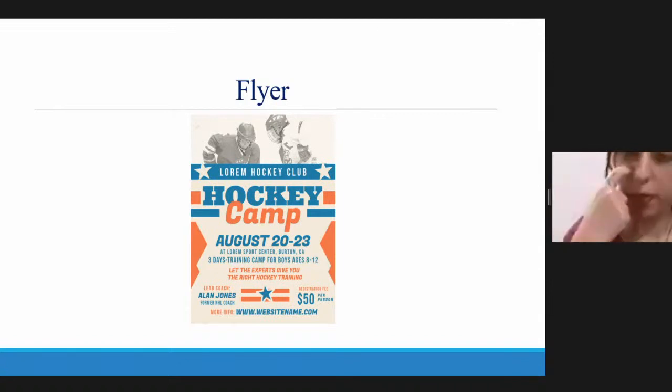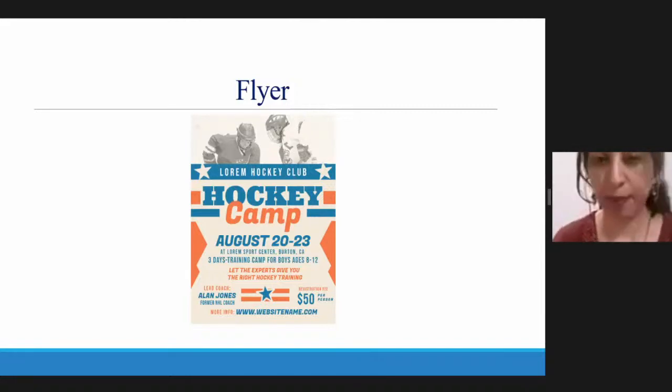Then you have advertisements. So when you want to spread news about a new product your company has come up with, or there's a new shop, then you use an advertisement, which is repeatedly going to be aired or printed, depending on what is your mode of advertising. But a flyer is about like a camp.